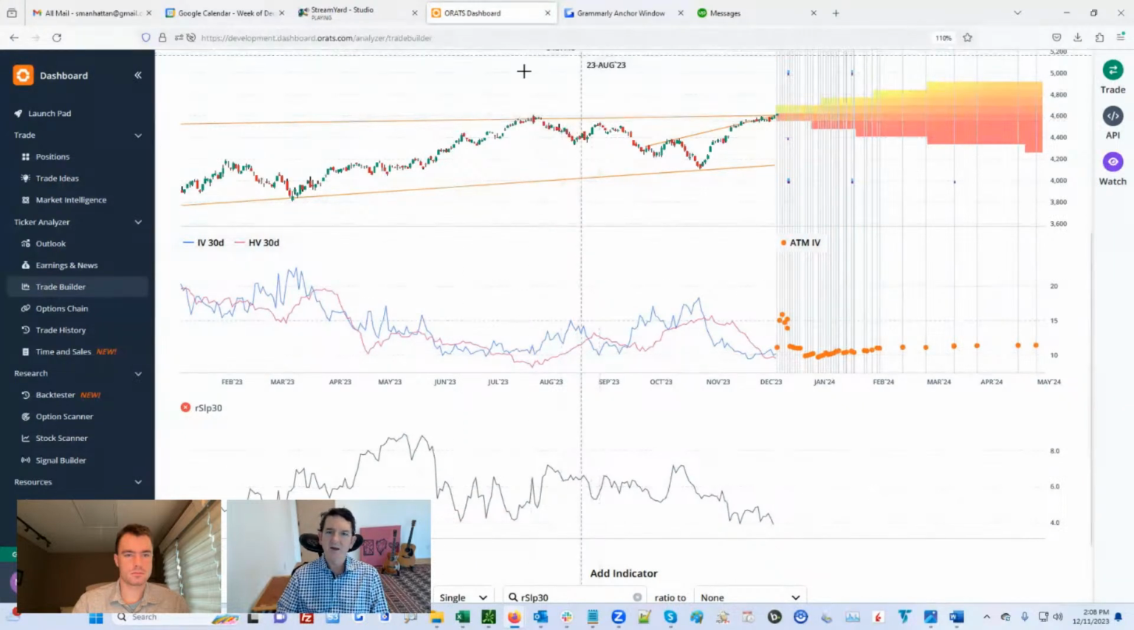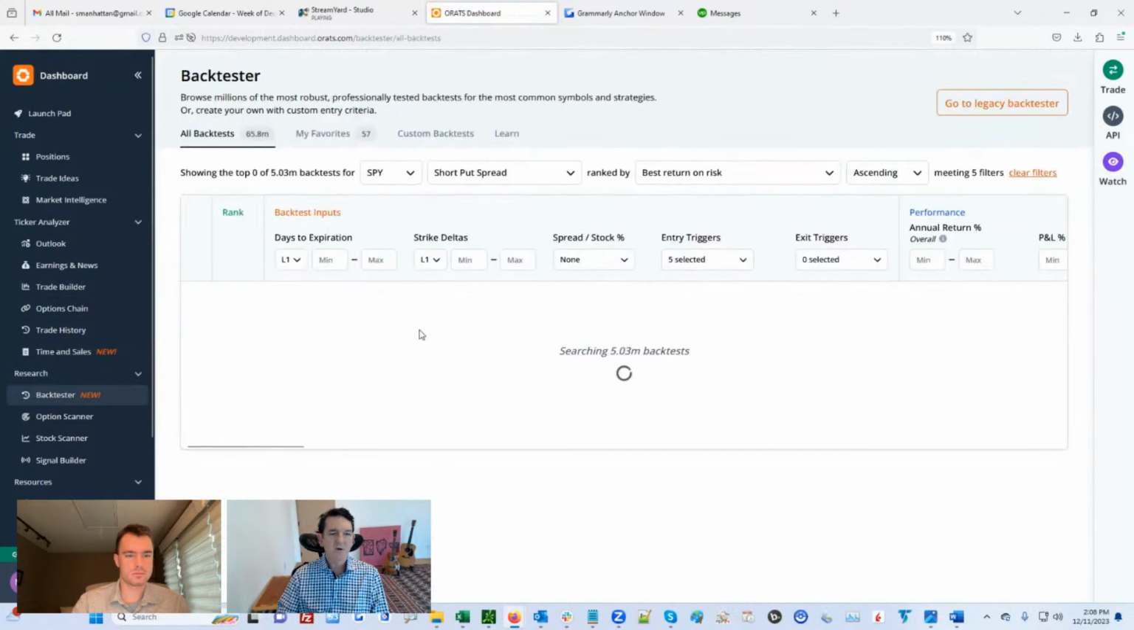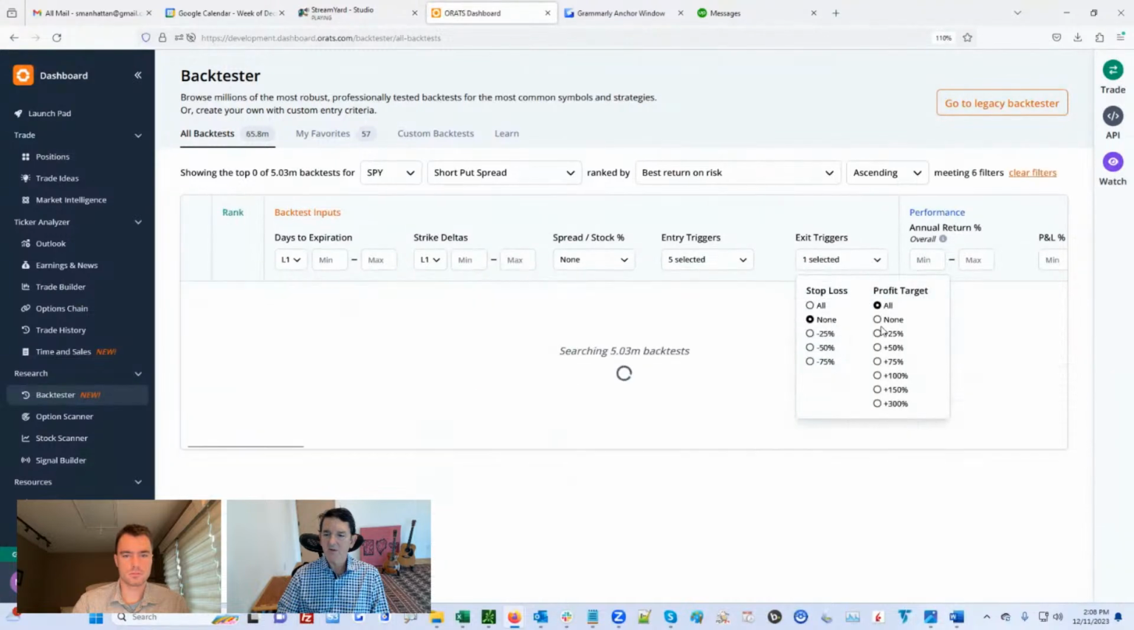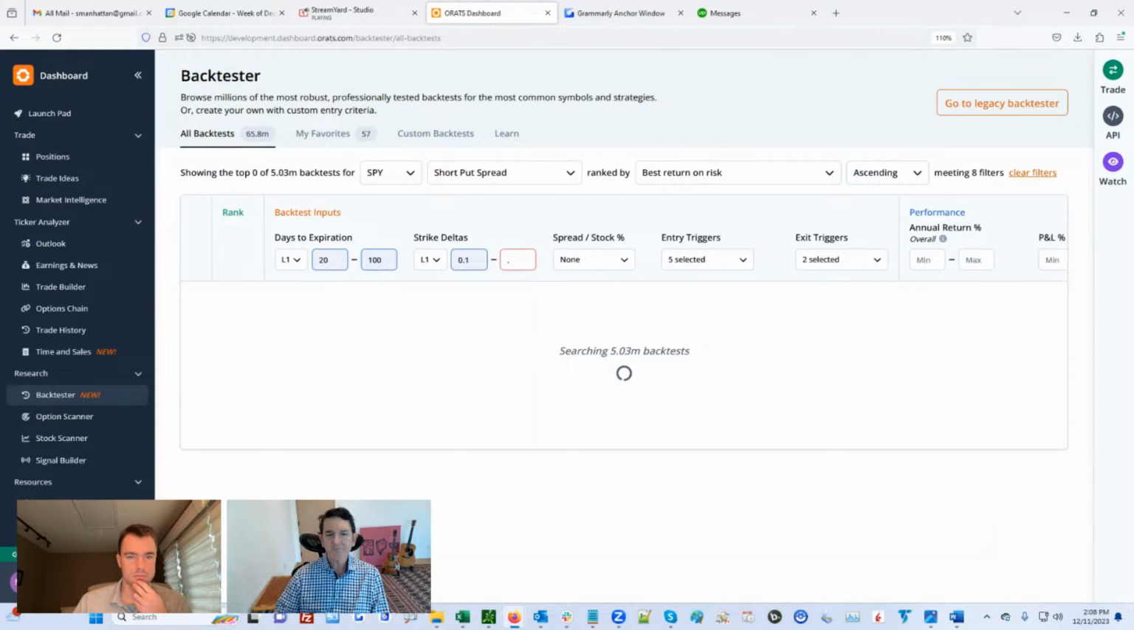Then I was thinking that if you go to the backtester and look at the short put spread, we'll say none to these. We'll just get it down to the bare bones of the strategies. We'll set a minimum and maximum of like 20 to 100 days, and then we'll also set a delta minimum of 0.1 to 0.45 or something. So these are more typical put spreads.